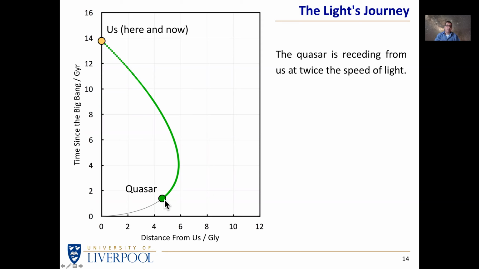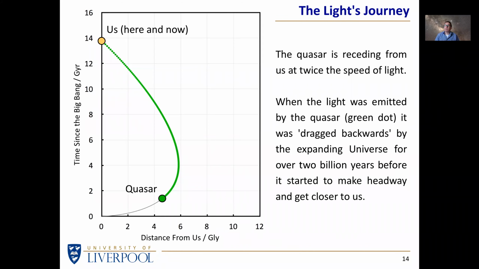There's the light leaving at 1.4 billion years after the Big Bang. And a little bit later, the light is further away from us. It's trying its best to head towards us, but it's getting dragged backwards by the expansion of the universe.